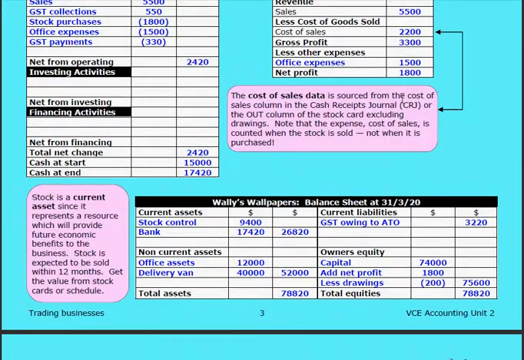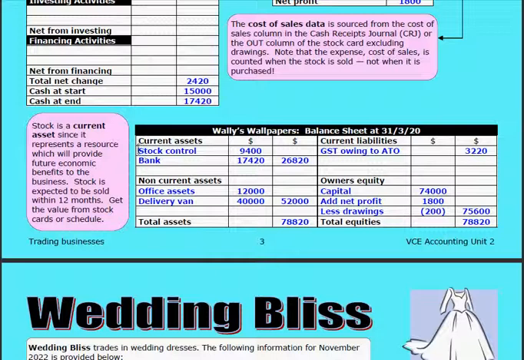So that's the figure that goes into the balance sheet. Stock control, 9,400. We've already worked out the bank figure. That was the 17,420 from up there, the cash flow statement. So total current assets, 26,820.